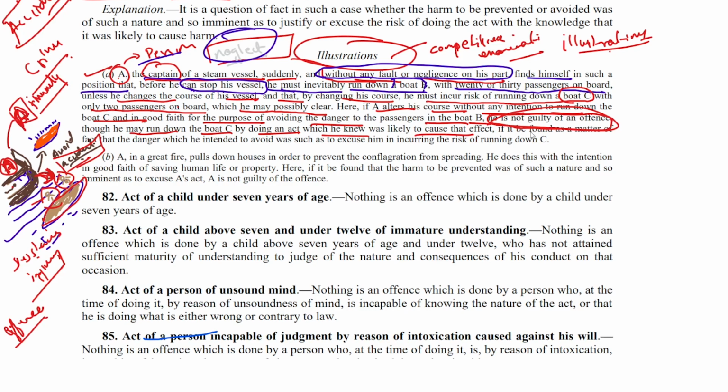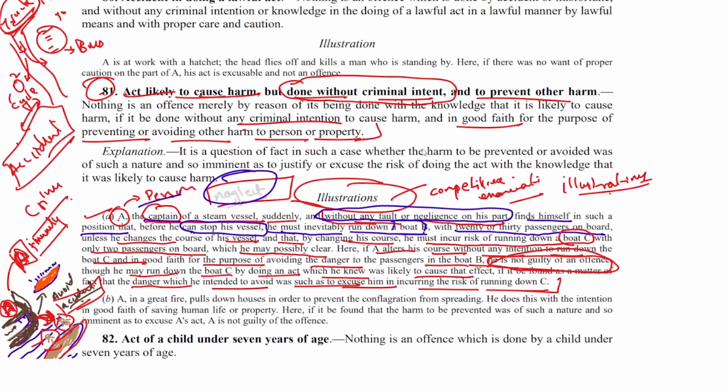If it is found as a matter of fact that the danger which he intended to avoid was of such a nature as to excuse him in incurring the risk of running down C. So you get the point that this particularly tells us that if there is an inevitable accident, section 81 talks about inevitable accidents.